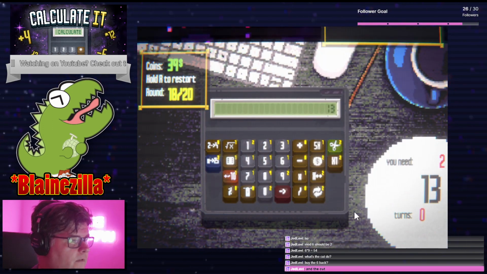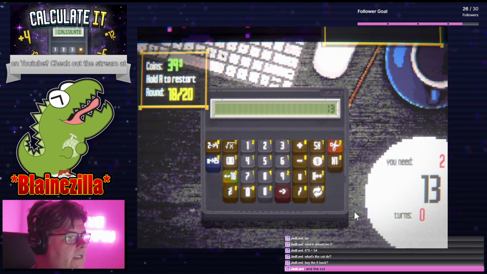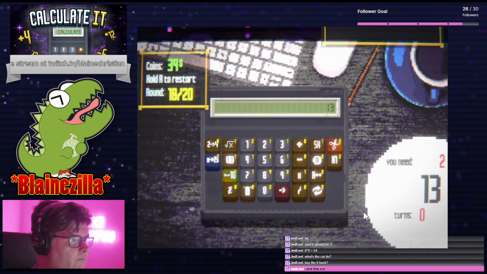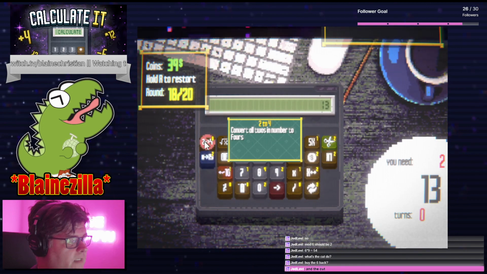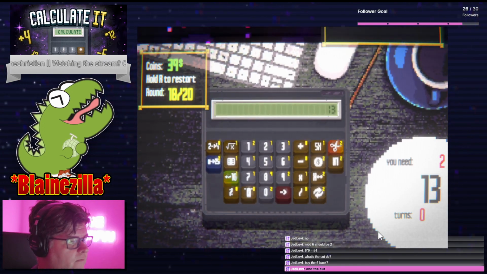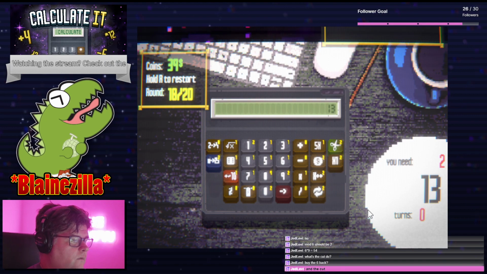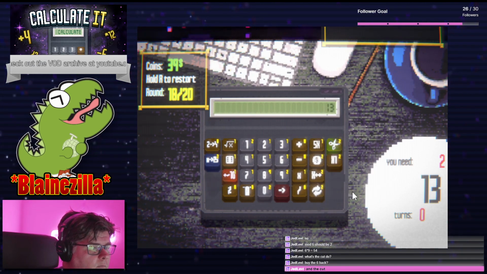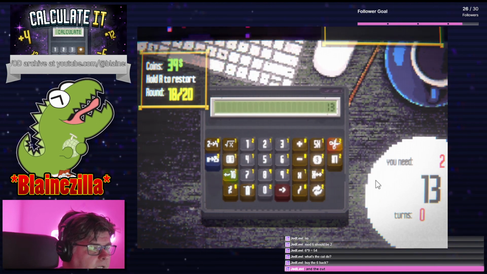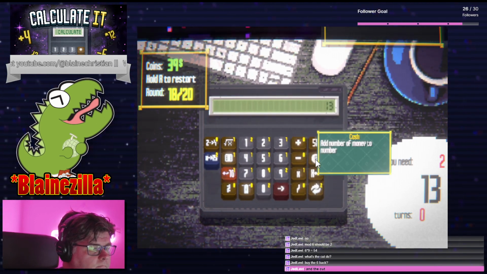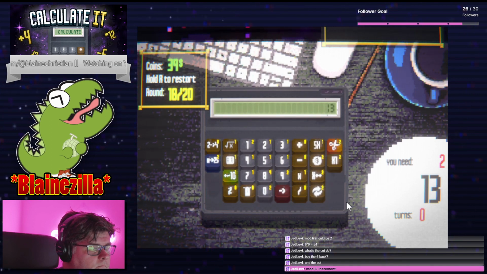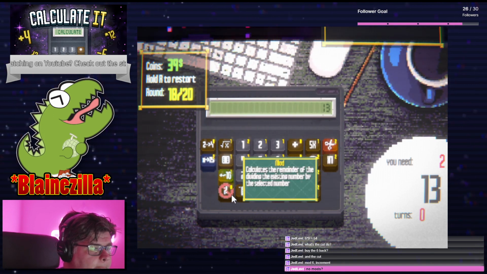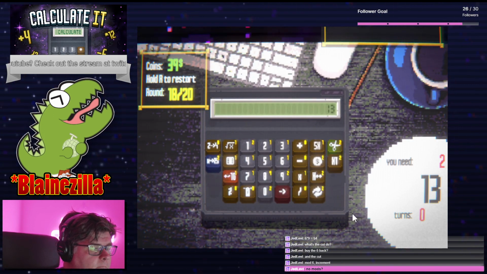18th round. 13, and we need 2. We can't cut. Cut does nothing. We can append 1 to get to 12, but we don't have a minus. 2 can become 4. No, we don't have that either. Oh. We have no more modules. We only have a multiply. We might have to take our random number roll. Mod 6 increment. No, no more mods. We're out. We're out. We're out.